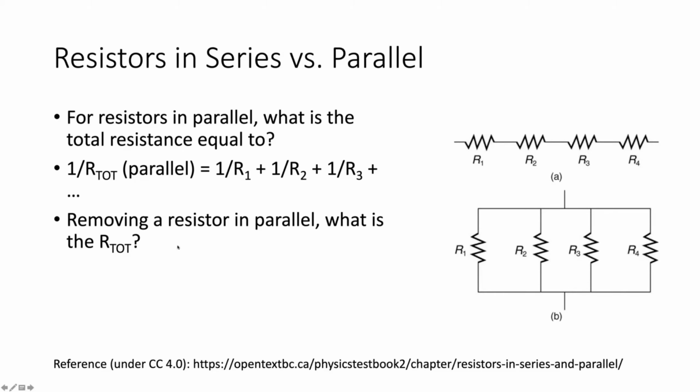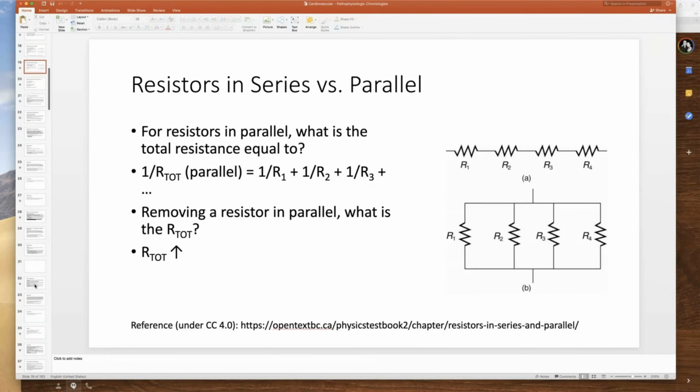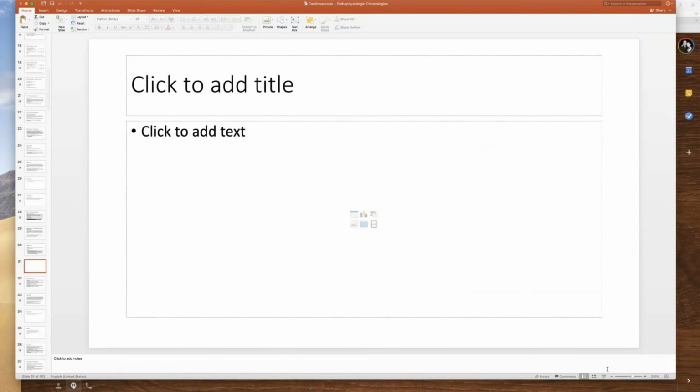Okay, this is critical. This is what makes it so useful from the standpoint of modeling physiologically. Unlike in series, where removing a resistor reduces the total resistance, in parallel, if I remove a resistor, I am going to increase the total resistance. That's just a brief reminder of this concept. Now I want to go through some applications of this.